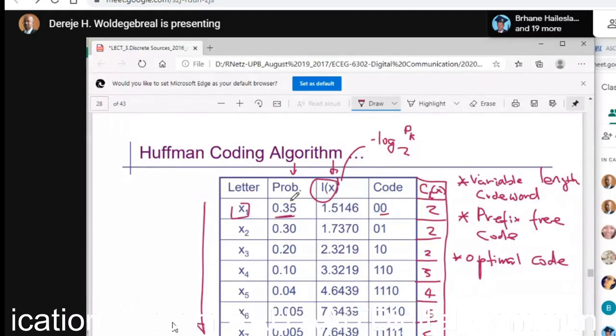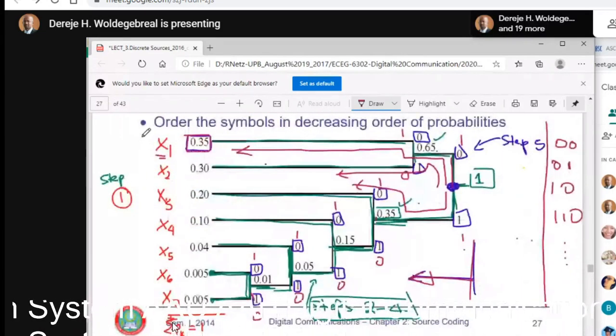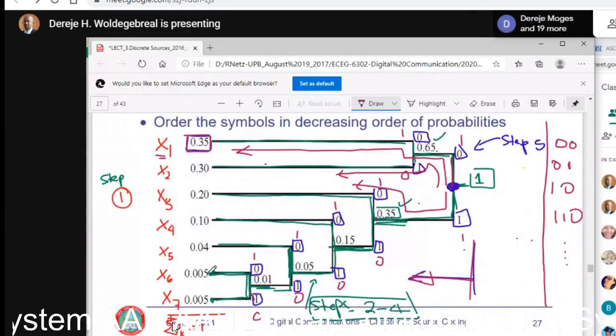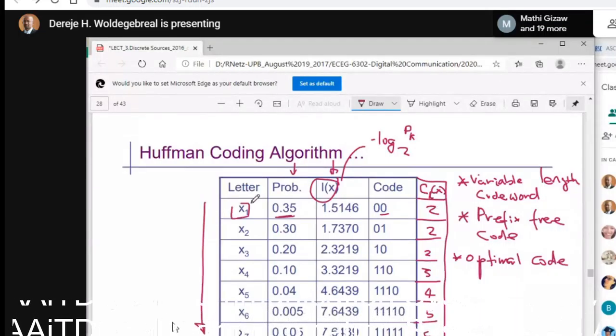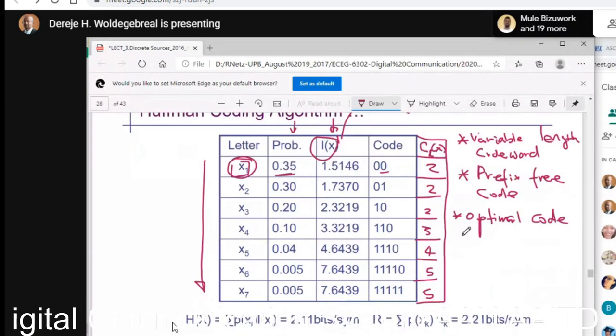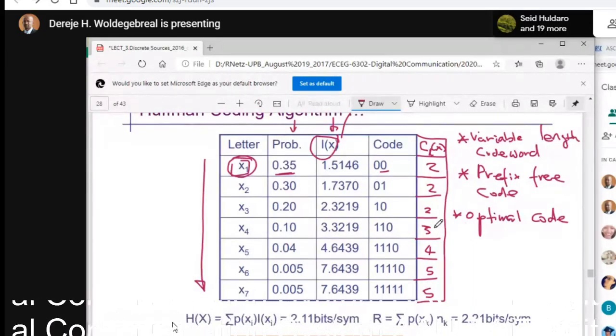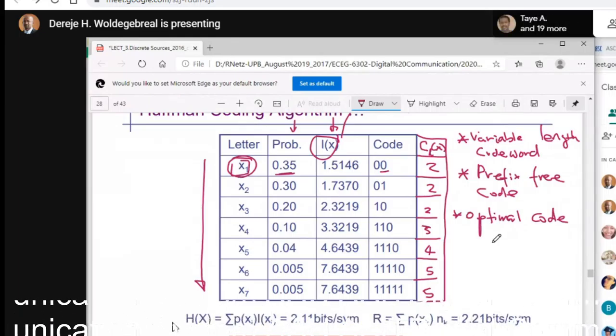Letters with high probability of occurrence are assigned code words of smaller lengths. Okay, so letters with high probability of occurrence are assigned code words of smaller lengths. So that's what makes the source optimal.